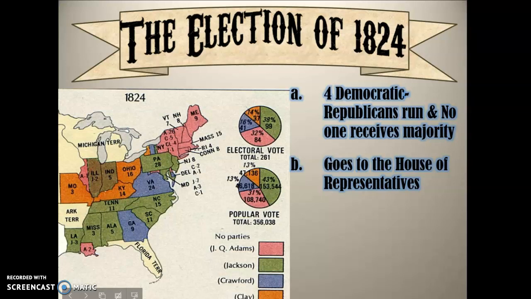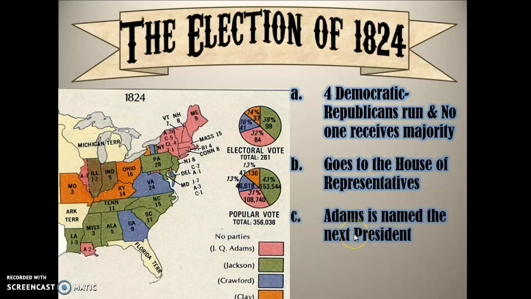So we had those four Democratic Republicans running, the four that I had mentioned. They're all from the same political party. No one receives the majority. And so it goes to the House of Representatives, who chooses a president from among the three leading candidates, okay? And so what happens is that Clay, who comes in fourth, as you can see, he's in the orange here, urges his supporters in the House to vote for Adams. So this support gave Adams enough votes to become president, okay? And so that's what we have. Adams is named the next president.